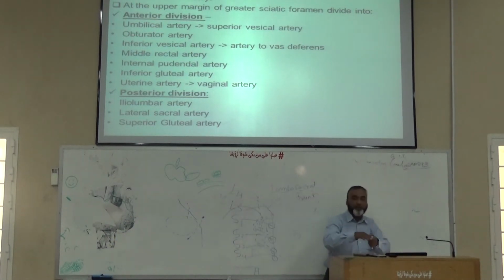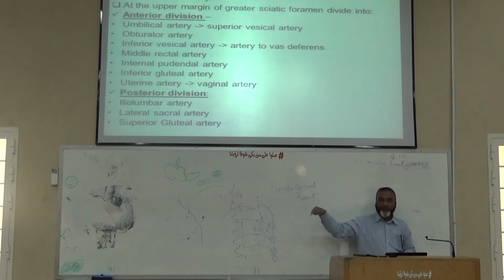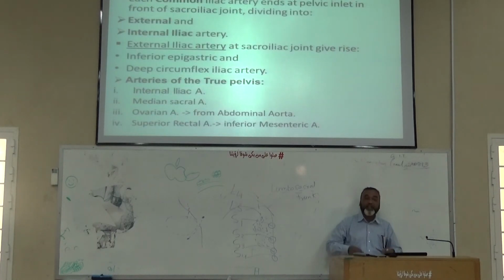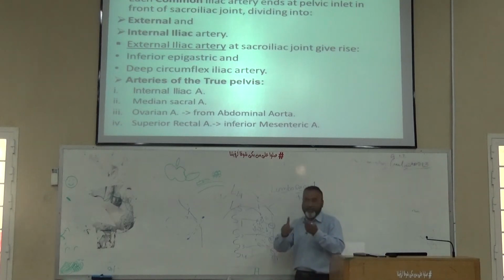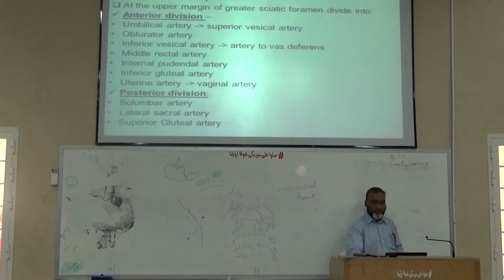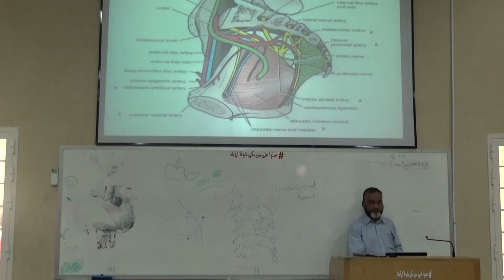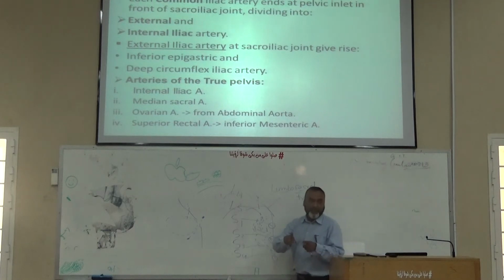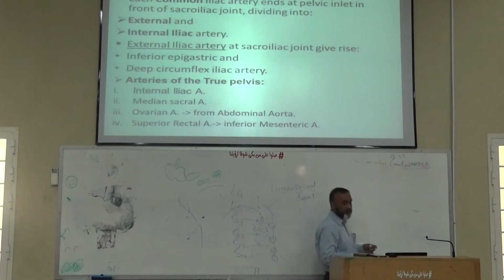Now, before going down to become the femoral artery, the external iliac artery gives rise to two branches. What are these two branches? They are the inferior epigastric and the deep circumflex iliac artery. You see them in this diagram. These are the two branches, the deep circumflex iliac and the inferior epigastric artery. After that, it passes down below the inguinal ligament to become the femoral artery. So the external iliac artery does not enter into the pelvic cavity. Remember, the external iliac artery is not entering into the pelvic cavity.